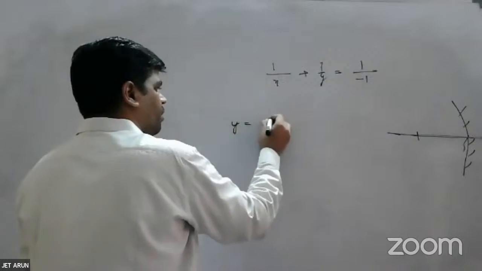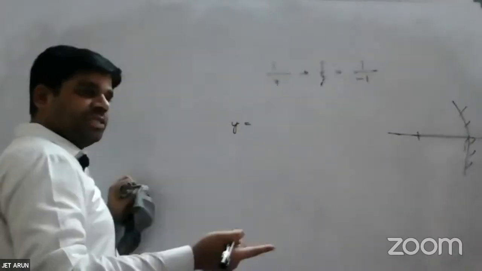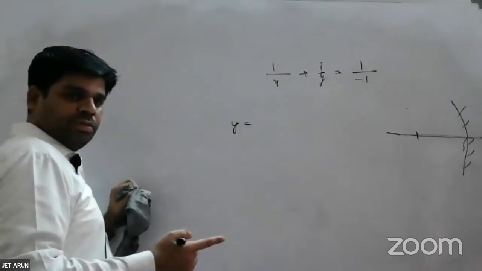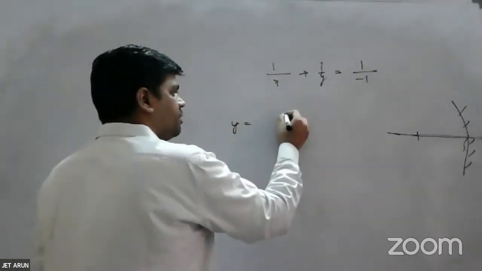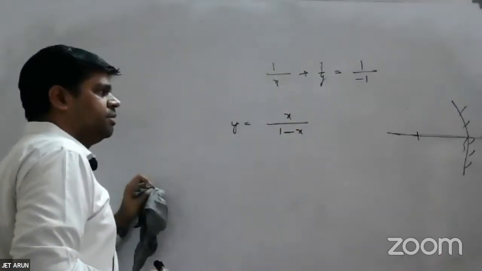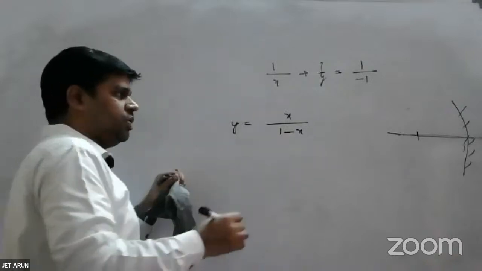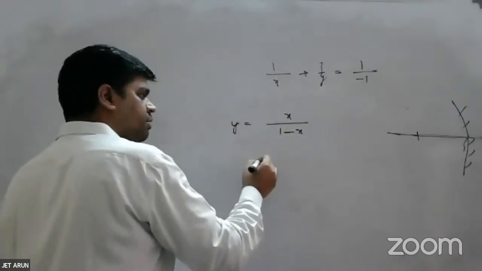X minus 1 by x, sir. Y is equal to x by x minus 1 వస్తుంది. Yes, sir. X by x minus 1. X by x minus 1, 1 minus x. X by x minus 1. X minus 1. Sure. Yes, sir.